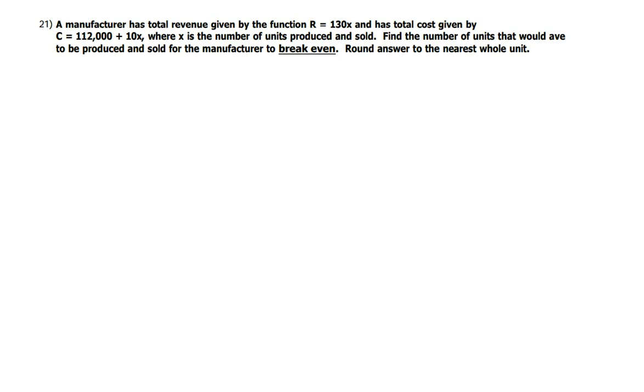Okay, 21, another word problem. A manufacturer has a total revenue given by the function R equals 130x and has a total cost given by C equals blah, blah, blah, where x is the number of units produced and sold. I don't know what we're selling, something. So find the number of units of the stuff you're selling that would have to be produced and sold for the manufacturer to break even.